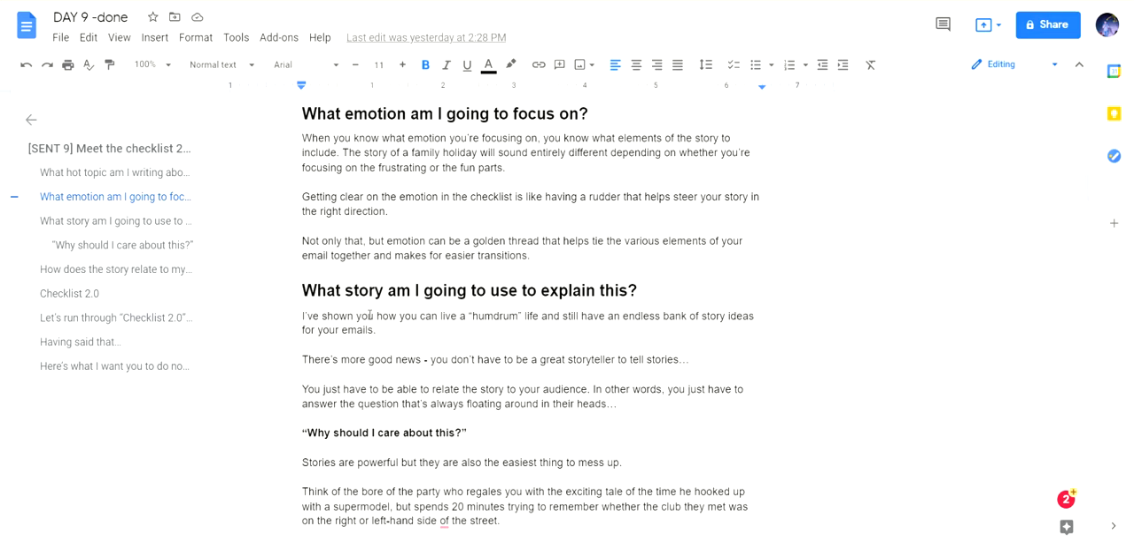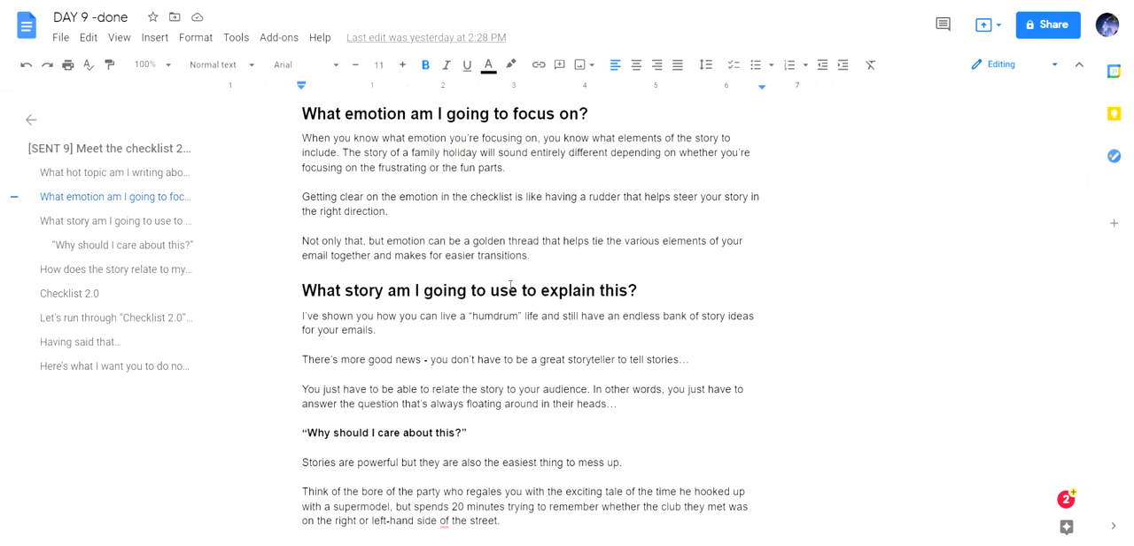And I've already shown you how you don't need to live a rockstar lifestyle to have stories to use in your emails. You can borrow them from the internet, and when you know the emotion that you're dealing with in the email, that makes things easier, because you don't have to look for famous stories, you just have to look for stories about disappointment or nervousness or joy or bliss or whatever you're shooting for.